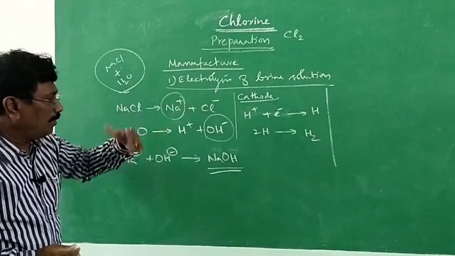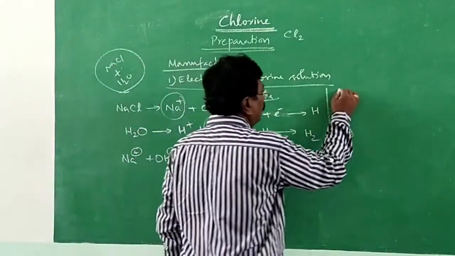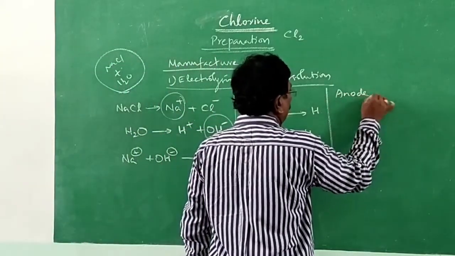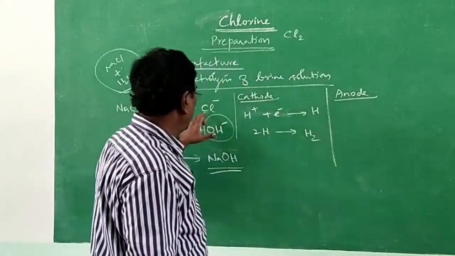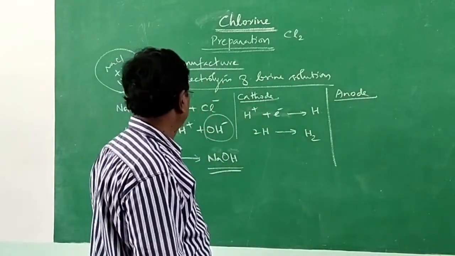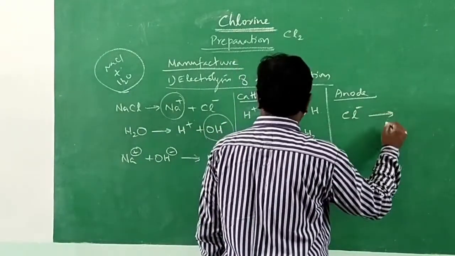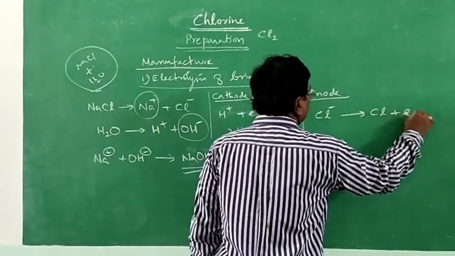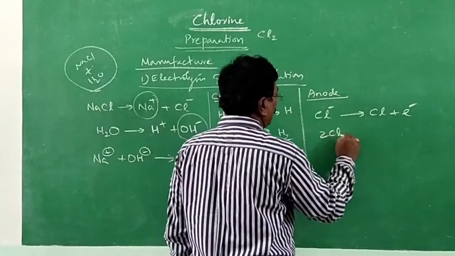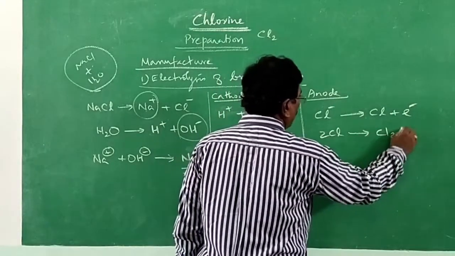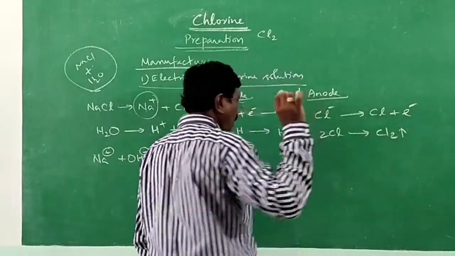Likewise, the chloride ion, being a negatively charged ion, moves towards the anode. Anode means positive electrode. Anion means negatively charged ion. The negatively charged Cl⁻ ion liberates chlorine. When two such chlorine atoms combine, we get chlorine. So chlorine will be liberated at the anode and hydrogen will be liberated at the cathode.